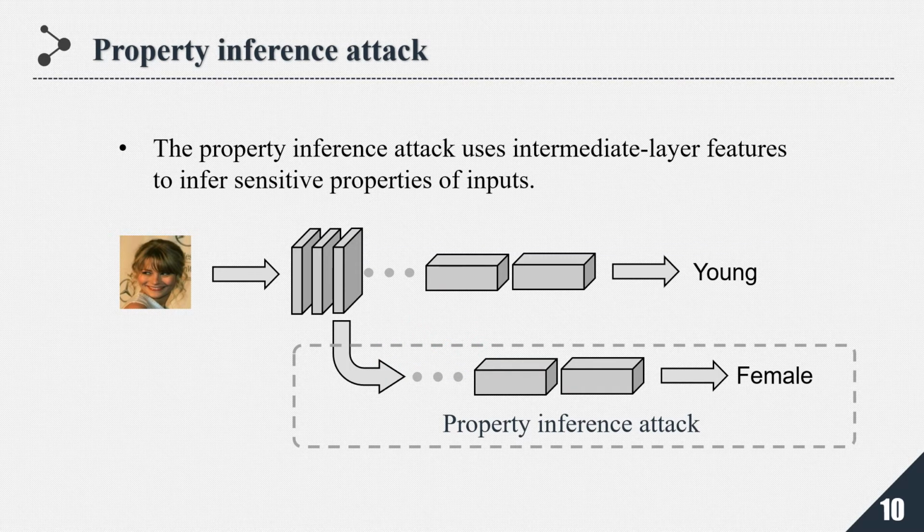Another type of attack is the property inference attack. As the figure shows, the property inference attack uses intermediate layer features to infer some sensitive input properties. For example, if we train a neural network for the age recognition task, attackers can extract intermediate layer features and train another network to infer other private properties, such as the gender.